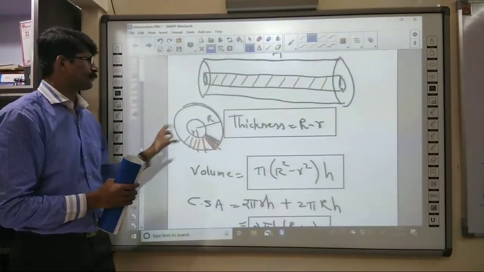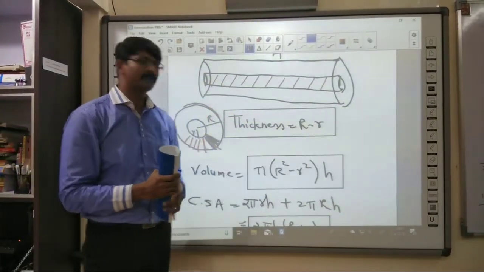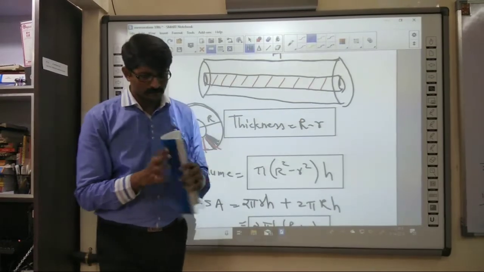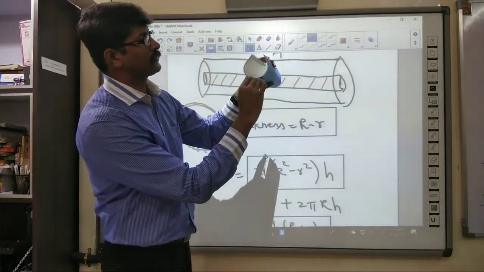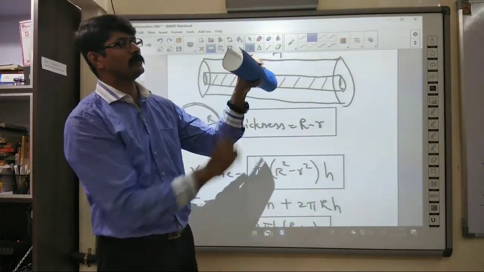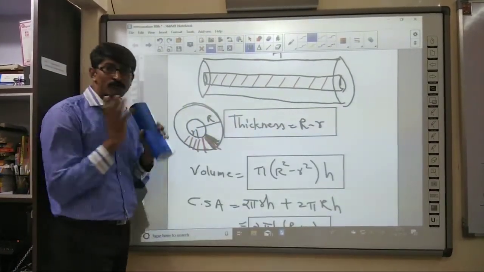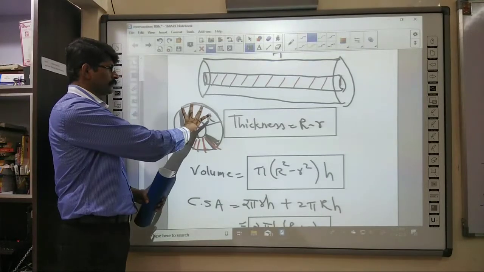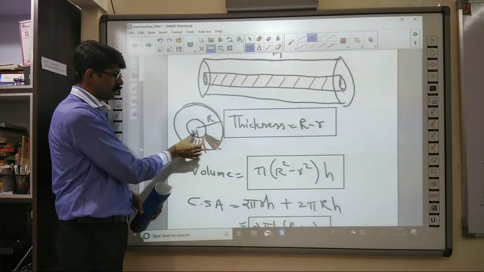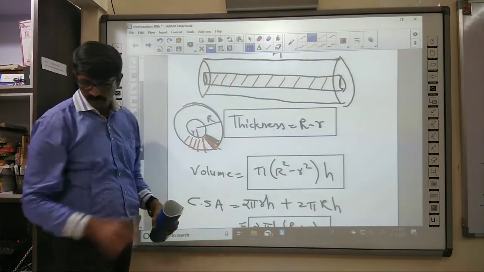Now, first of all, we should think about the thickness. What is this thickness? See, good students, could you see this boundary? This is basically nothing but the thickness. And then how do we calculate the thickness? Thickness is nothing but outer radius minus inner radius. So that is basically thickness.